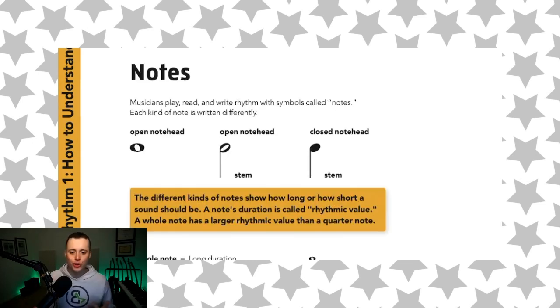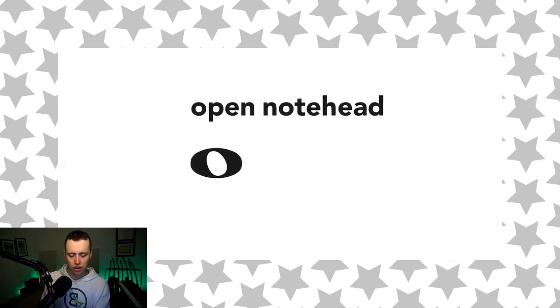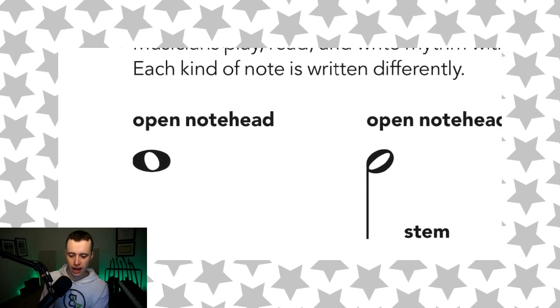In the last lesson, you learned all about the lines, the single line and the staff, where we said music gets written. Well, what do we write on the single line and the staff? Those are called notes. So musicians play, read, and write rhythm with symbols called notes. Each kind of note is written differently. So let's understand the different parts of notes. What we have here is called an open notehead, and it's called open because there's this hollow space in the middle. It looks like a donut. It looks like a tire. Great, open note head.